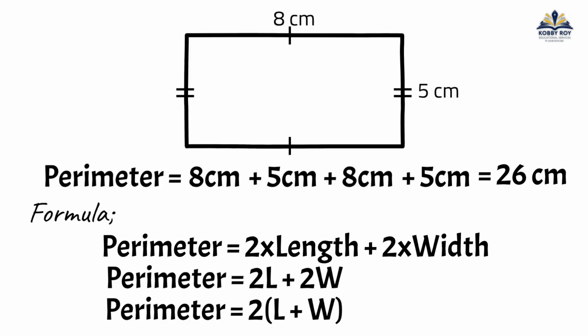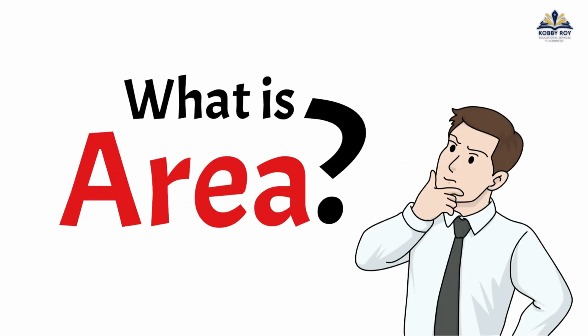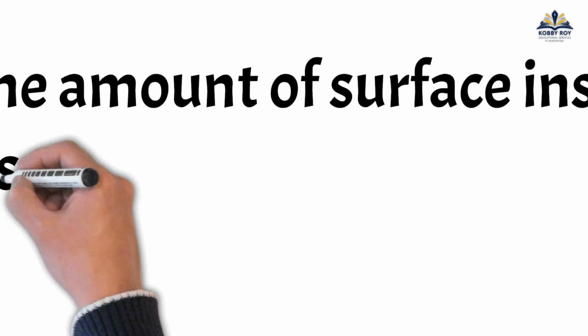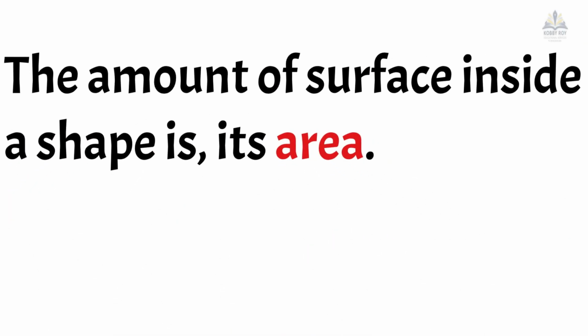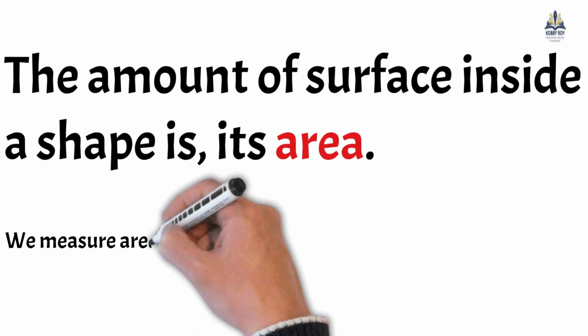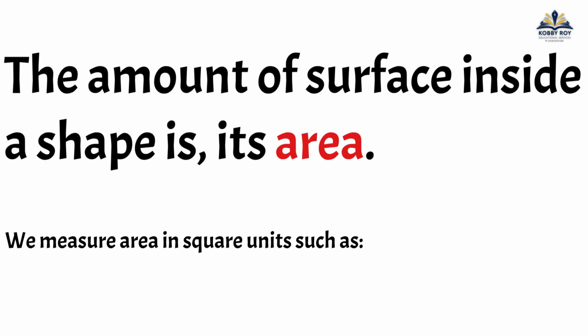Having built our fence around the shapes, let's now look inside. Now let's talk about area. If we wanted to paint the inside of our shapes, how much paint would we need? That's the application of the concept of area of shapes. The amount of surface inside a shape is its area. We measure area in square units, such as square millimeters, square centimeters, square meters, square kilometers, etc.